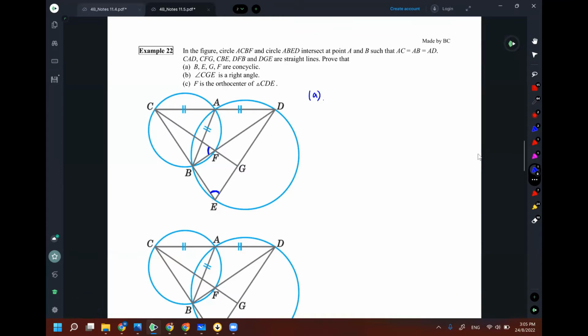Now look at the smaller circle, AFBC. In the smaller circle AFBC, angle CFB equal angle CAB. Angles in the same segment.